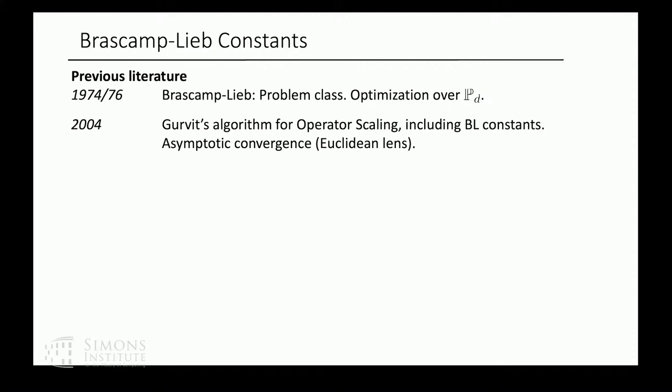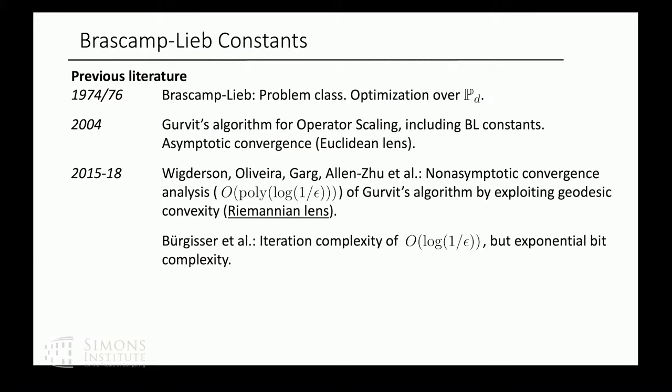And then about 20 years later, an algorithm for this problem was given by Gurvits, for the more general operator scaling problem, but then also giving a solution to the problem of computing Brascamp-Lieb constants. That's a purely Euclidean algorithm. And in his original paper, he gives asymptotic convergence guarantees. So he shows that the algorithm converges, but not how fast, so no non-asymptotic convergence analysis. That was then given in a series of papers by many authors, the main ones being Weiyler, Oliveira, Garg, and Allen-Zhu. And they actually applied a Riemannian perspective to this problem. They noticed that this underlying objective function of computing Brascamp-Lieb constants is geodesically convex, and used tools from Riemannian optimization to give a non-asymptotic convergence analysis of Gurvits's algorithm.